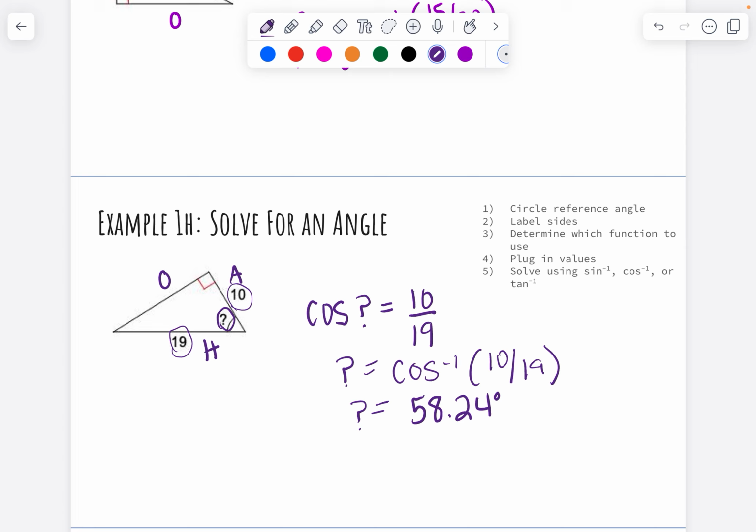All right, so again, just make sure that you use these steps. If you're confused on how to start or get lost, follow those 5 steps.